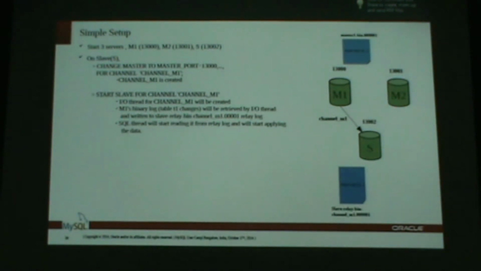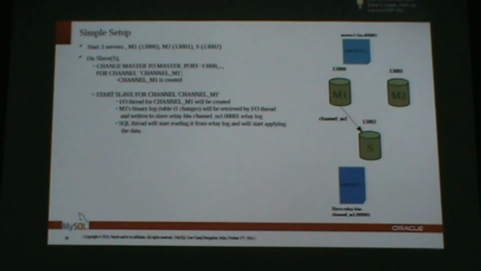Next, on the slave, you say START SLAVE FOR CHANNEL channel underscore m. Then the IO thread is created, and the master's binary log entry, insert into T1, will be written to the slave's relay log as insert into T1, and there will be an SQL thread which looks into it and applies it.